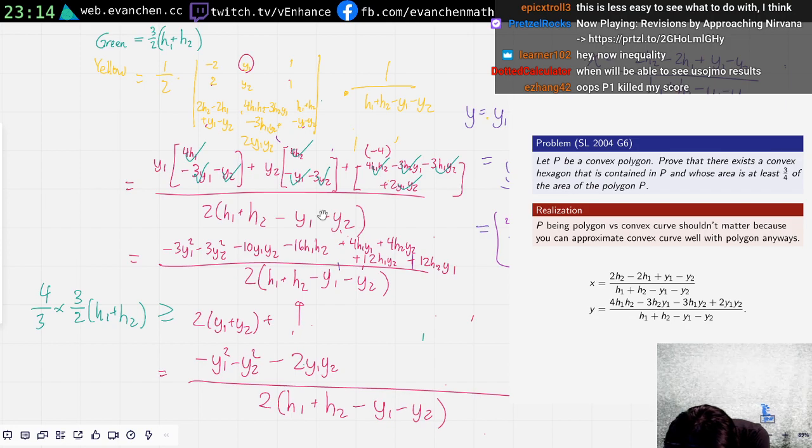Is that right? Something's not right. That can't be right. Minus 4y1 y2 plus. There's plus. There's plus. And then the y1 h1 terms cancel, and then the h1 h2 terms persist.